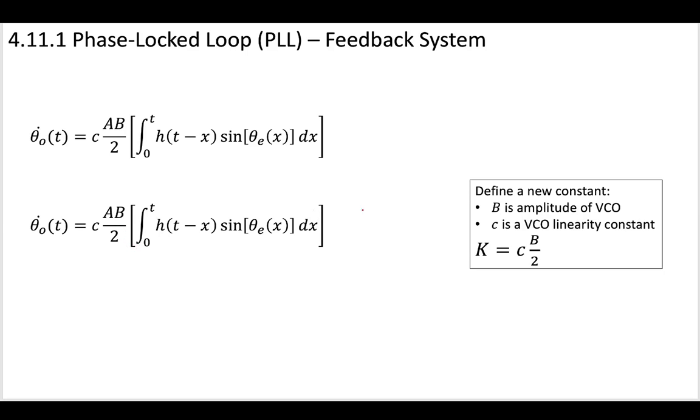We're going to see that we have a bunch of constants out here. And so we're going to define a constant k that's based on all the VCO properties, so the amplitude and the linearity constant. And that's going to reduce this down to ak. So the derivative of the VCO output phase is some constants that are multiplying this convolution definition.